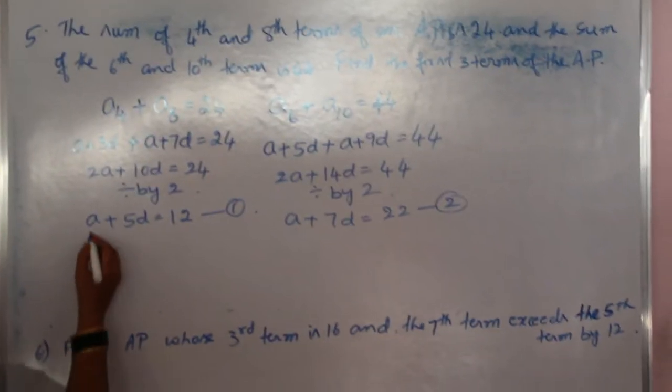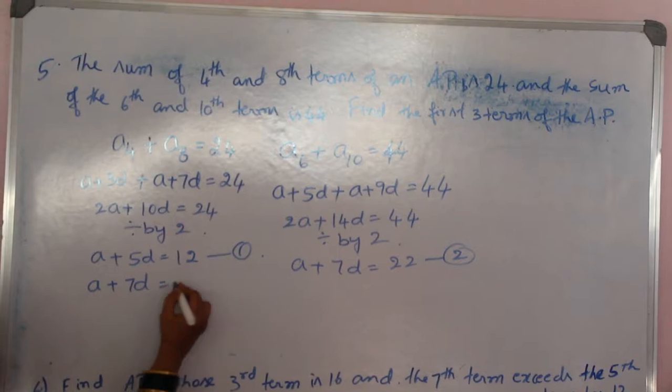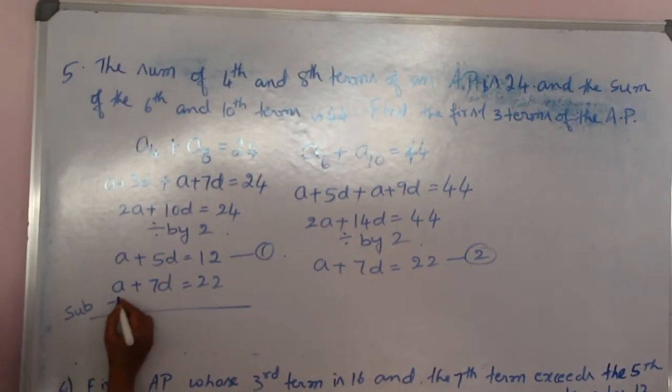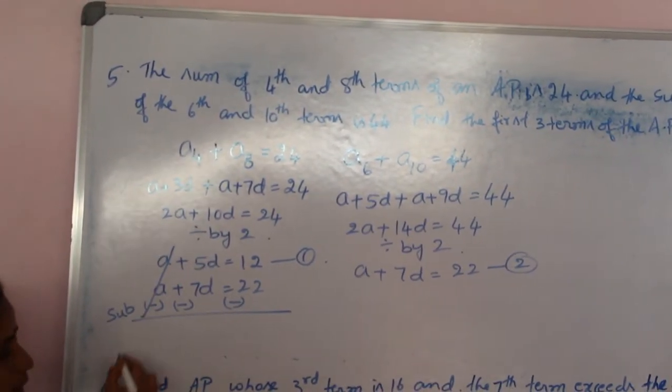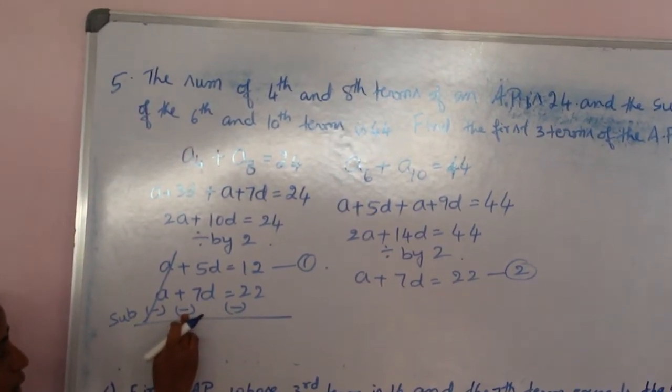Then we have to solve it by elimination method. First equation, take the second equation and solve it. Elimination means subtraction. We have to change all the symbols. Minus, minus. A minus A gets cancelled. Here we have to see the change of the symbol.